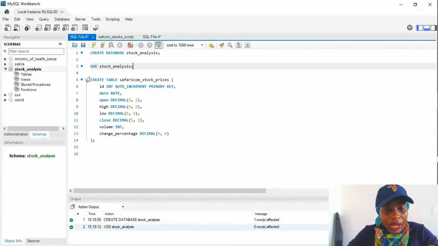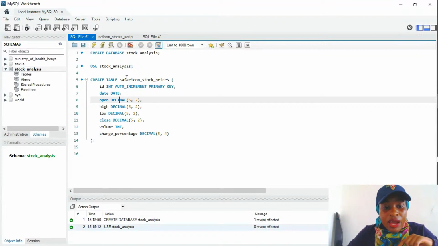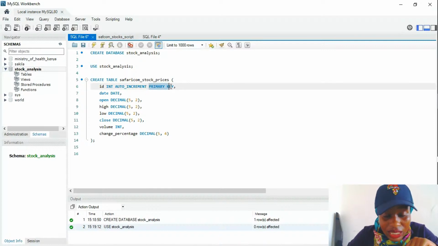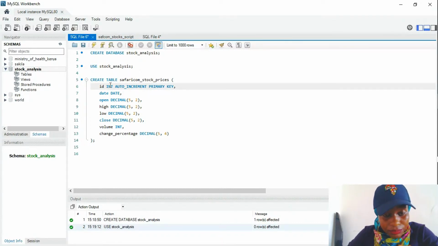Before I run this query, let me explain what it is. The statement for creating tables is this one that I've highlighted, create table. The table we are creating here is Safaricom stock prices. This is the name of the table. The first column is our unique identifier, which is why we have set it as primary key. It is the ID, and it's an integer. This is the data type, and we'll be auto incrementing.